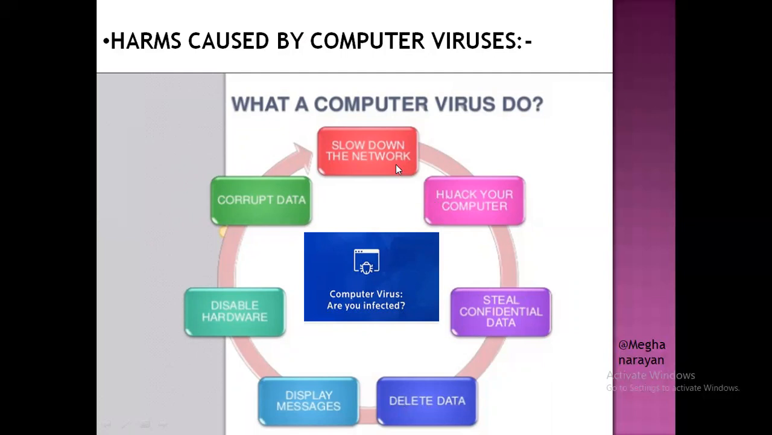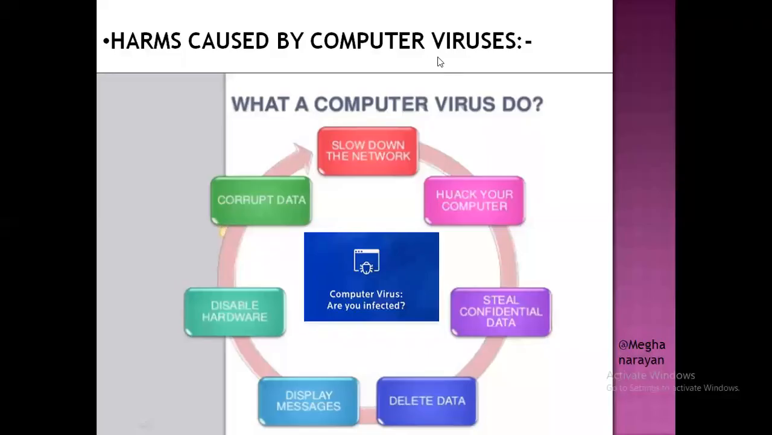First one is slowing down the network. Then we have learned about making the computer a zombie, that means hijacking our computer. Then the third one is stealing the confidential data. Fourth, you can see, is deleting the data, and giving us useless messages is one of them. Then disabling hardware will not allow us to use various sorts of hardware devices. That means storage, files and folders. It may not allow us to open them, to access them, to modify them. And the last one was corrupting the data. Maybe that can also happen, that a computer virus simply corrupts the data.